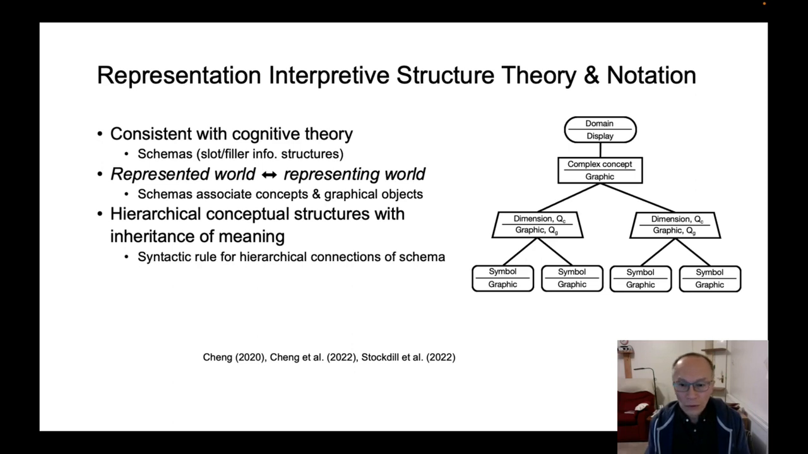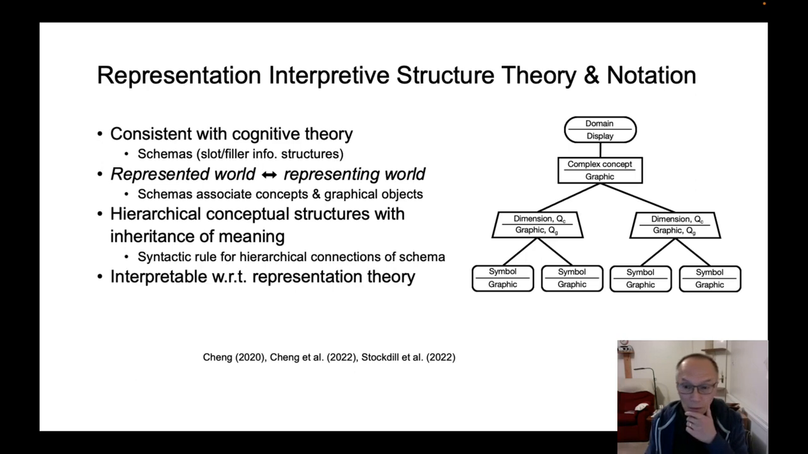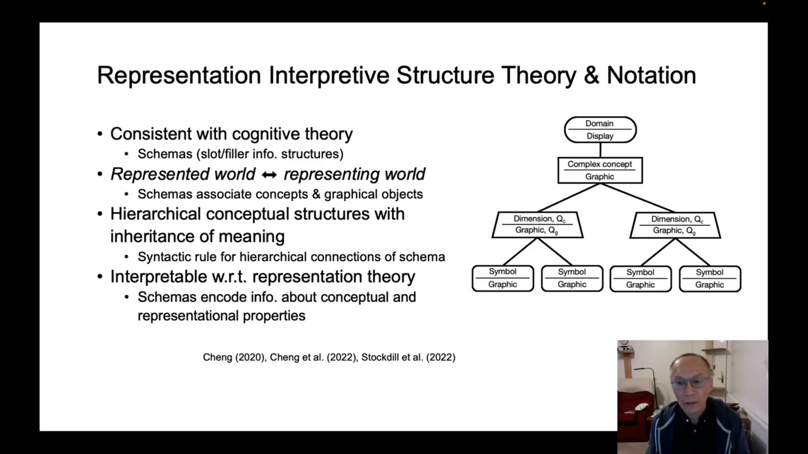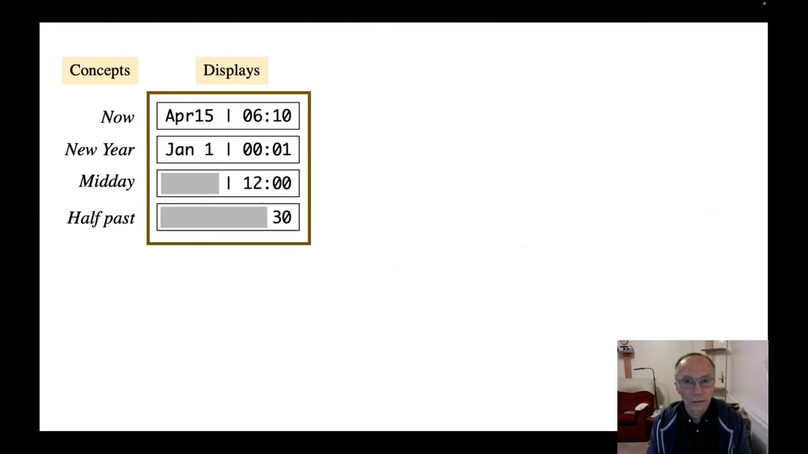We want the models to be interpretable with respect to established theories of representations. So the schemas encode information about properties of concepts and properties of graphic objects. For example, the nature of quantity scales is considered to be important in many theories of representations, and so these are encoded in the schemas and represented in the notation.